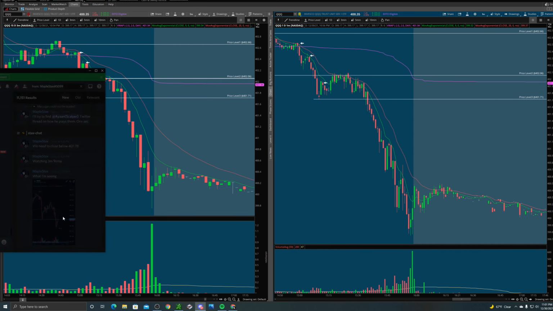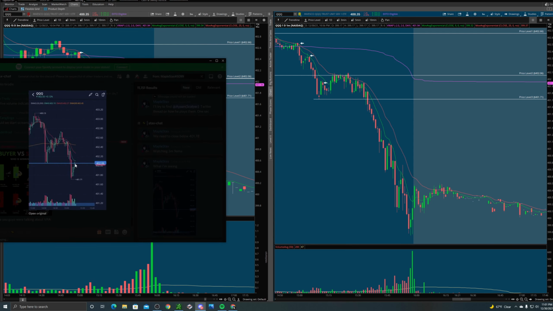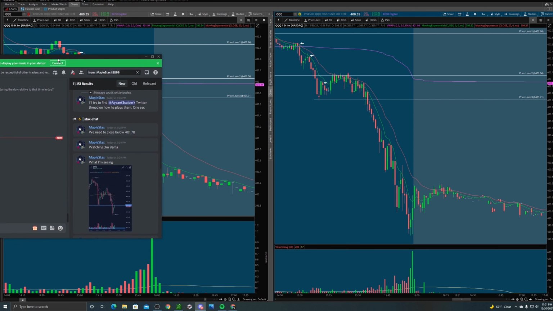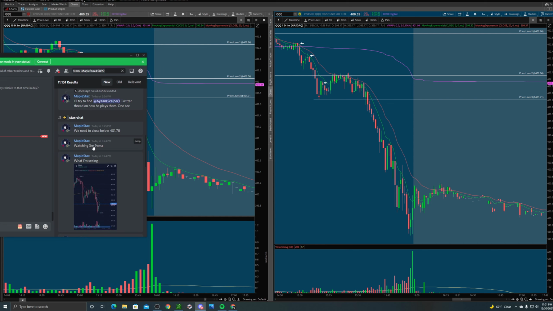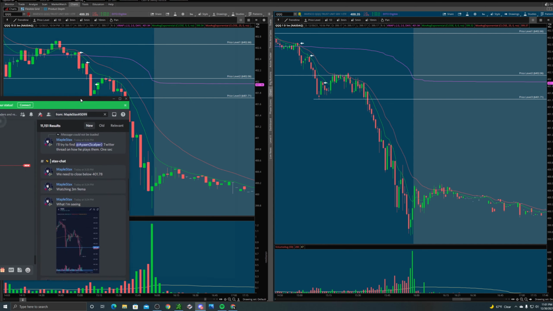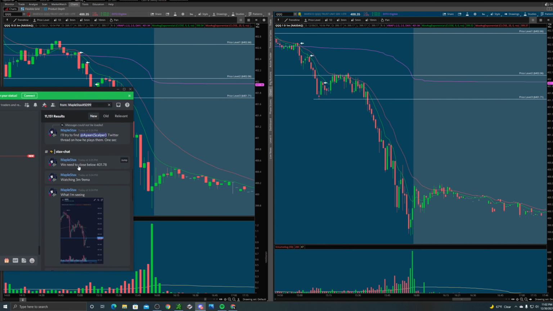I say this is what I'm seeing, right? That previous support turning resistance, and that is at 324. All right, and I'm saying watching the 3-minute 9 EMA, it's clearly shoving it off, using a great indicator here as resistance. And moving forward, I say we need to close below 401.78.